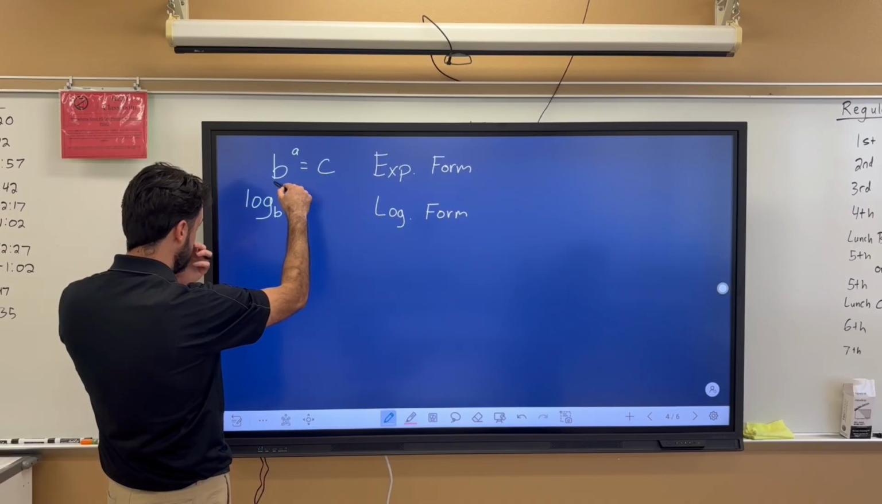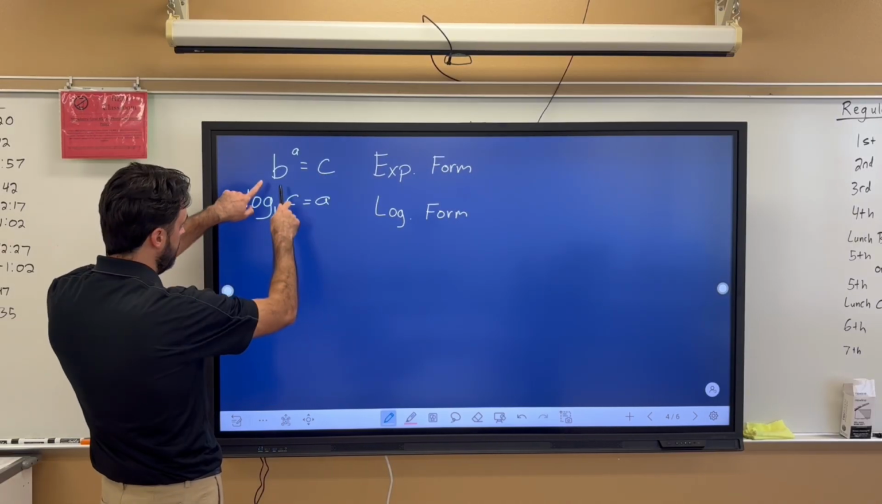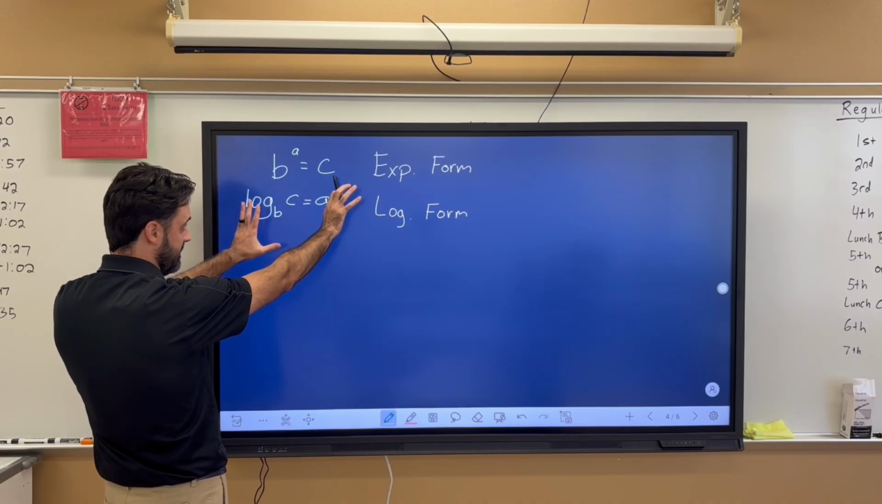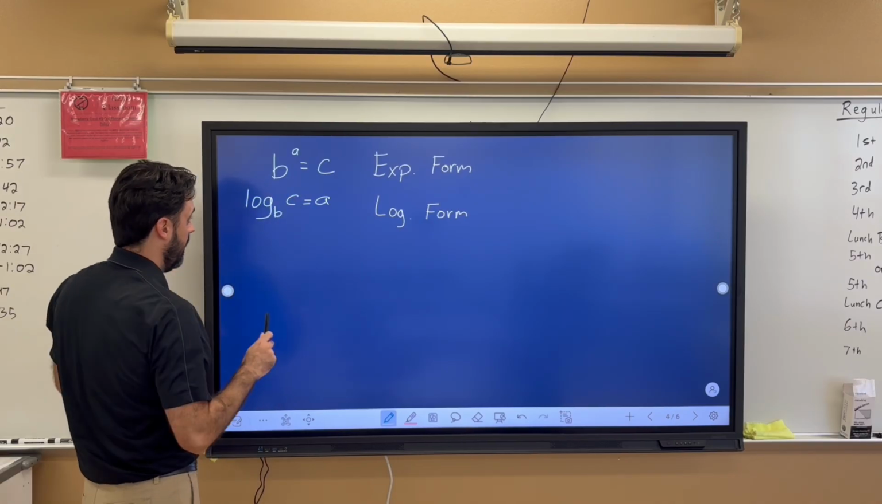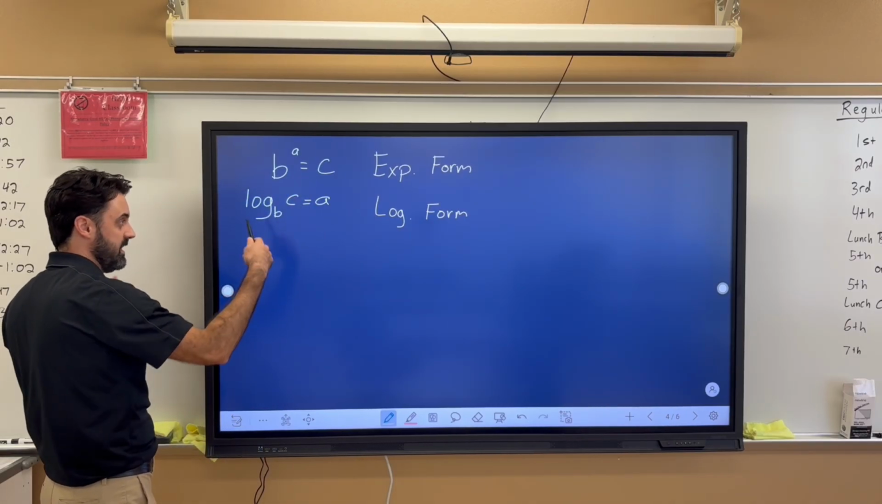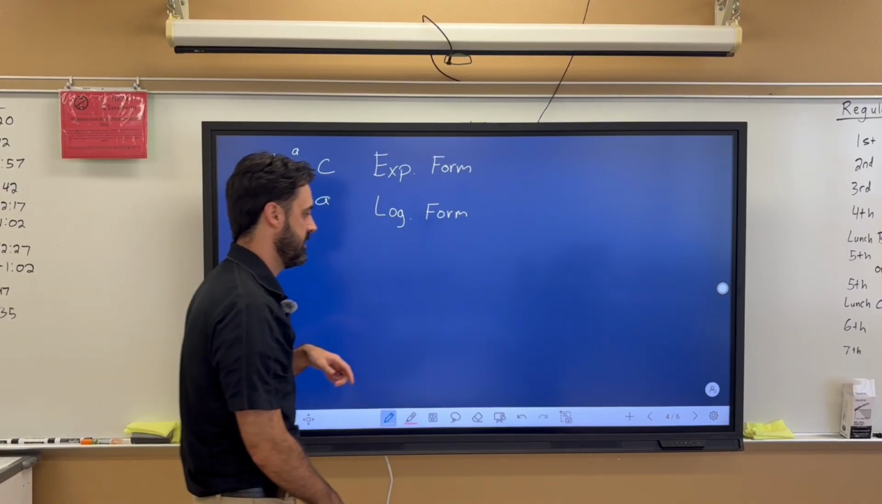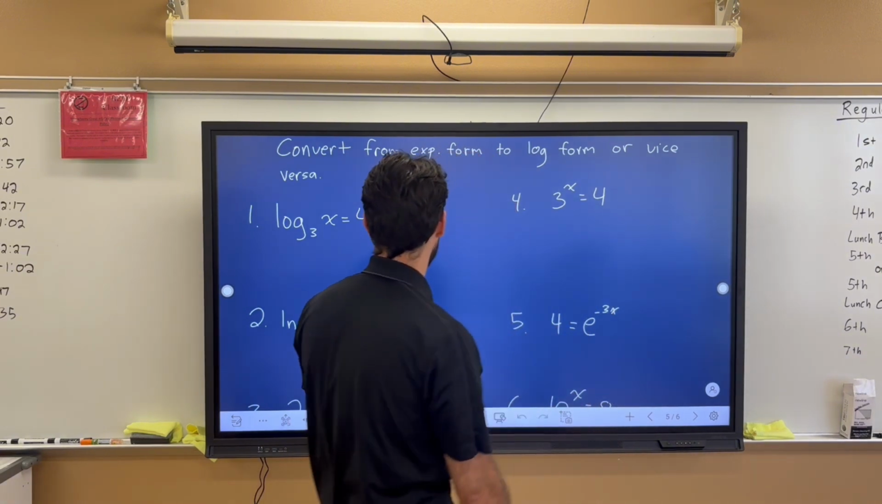Okay, so the C goes to the left, the A goes to the right, or you can think of it like this. The A and the B were together, now they're on opposite sides, right? And the C was on the opposite side, now it's with B. All right, so this is simply a different way to write this. They actually mean the same thing though.